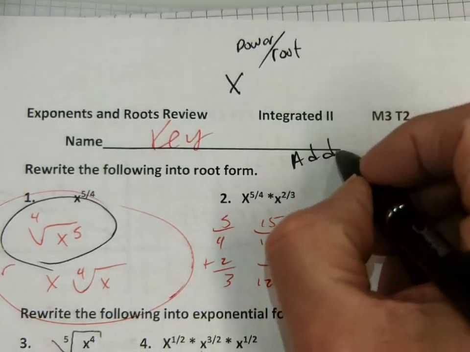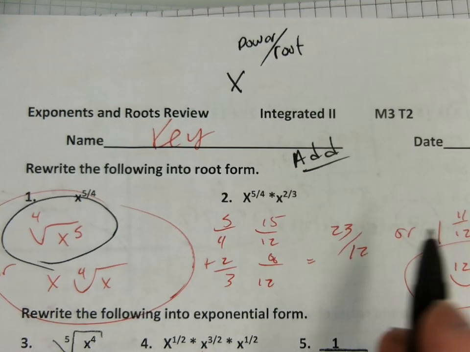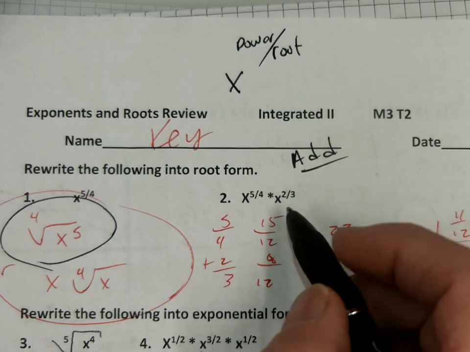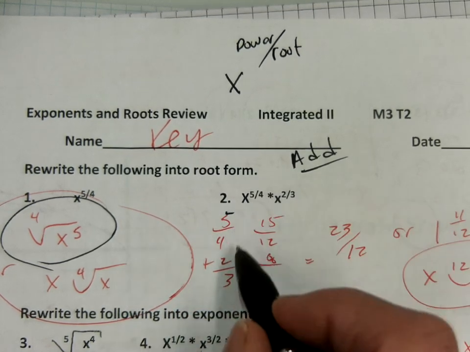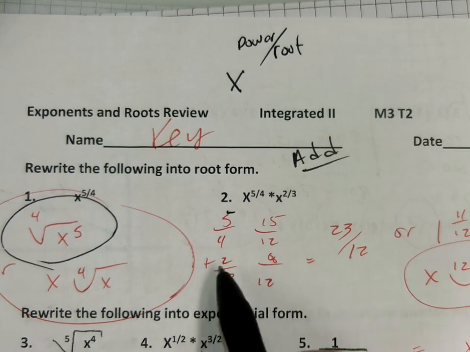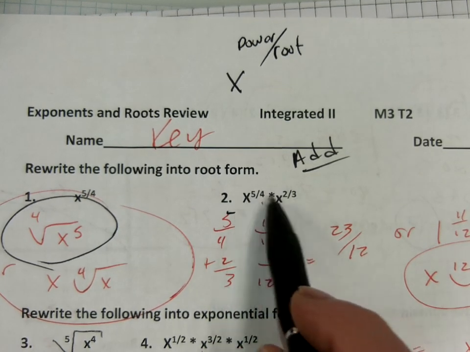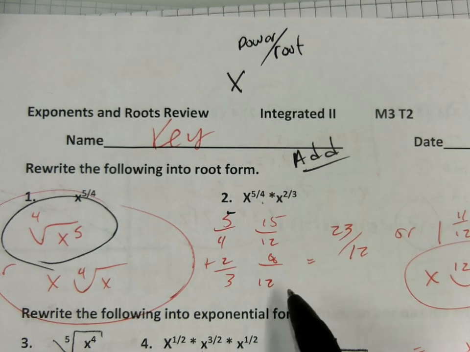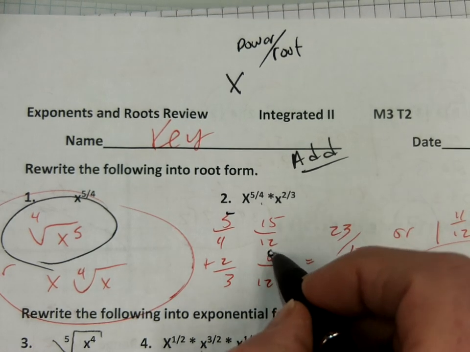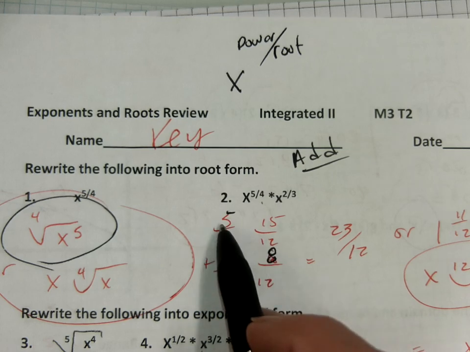So if I want to add exponents, and by the way, as I'm going through this, you can pause this video anytime you want. If I have to add exponents, I took my 5/4 plus my 2/3. I just lined them up. I'm just adding fractions. So a common denominator between these two fractions is 12. So 3 goes into 12 4 times, times 2 is 8. That's an 8. And 4 goes into 12 3 times, times 5 is 15.